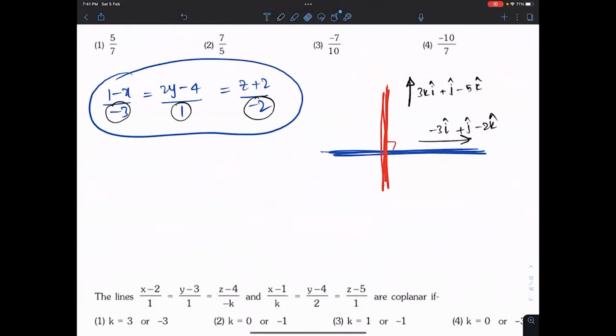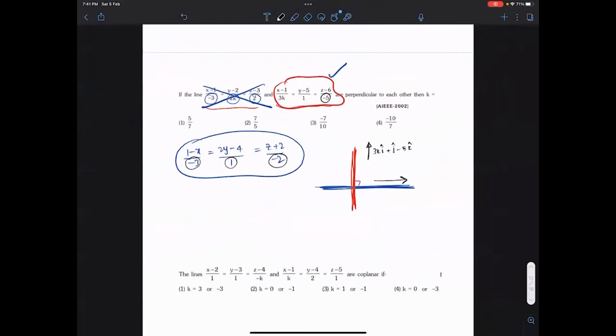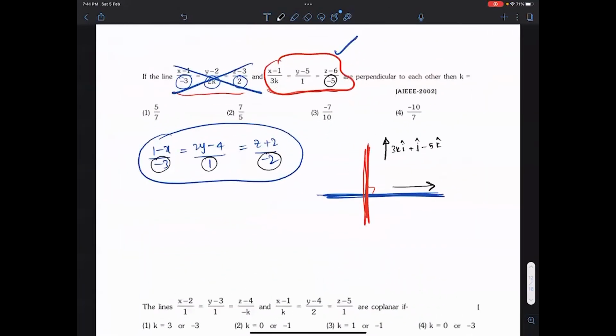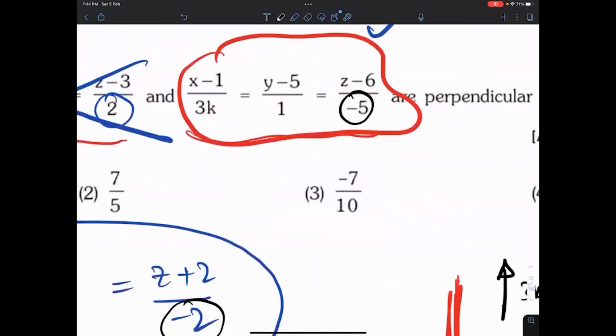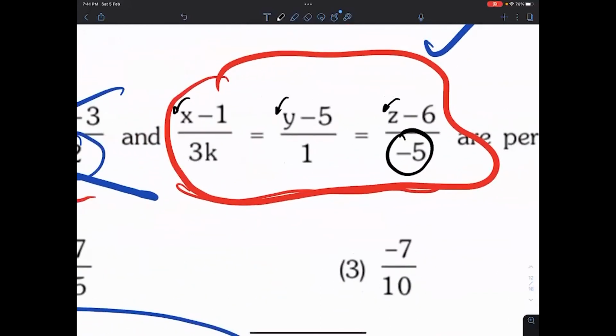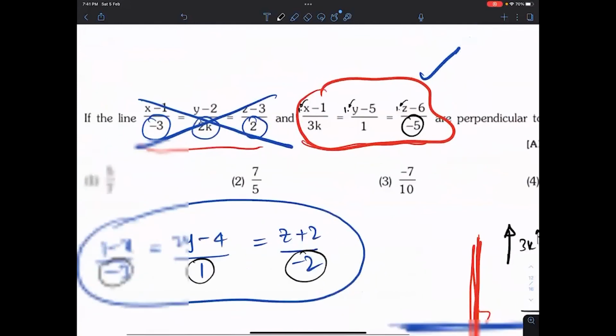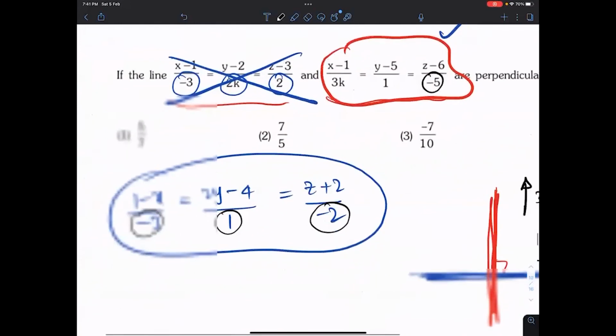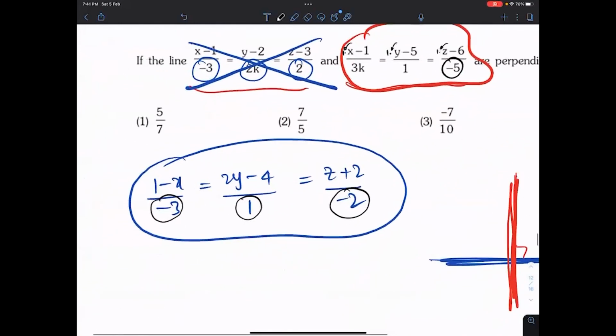Because before writing the direction, the main thing you need to take care of is that the line is in standard form. Whenever a line is in standard form, the coefficients of x, y, and z in the numerator must be 1. Then only we say the line is in standard form. Here, is it 1? No. To make it 1, what should I do? I should take minus common.